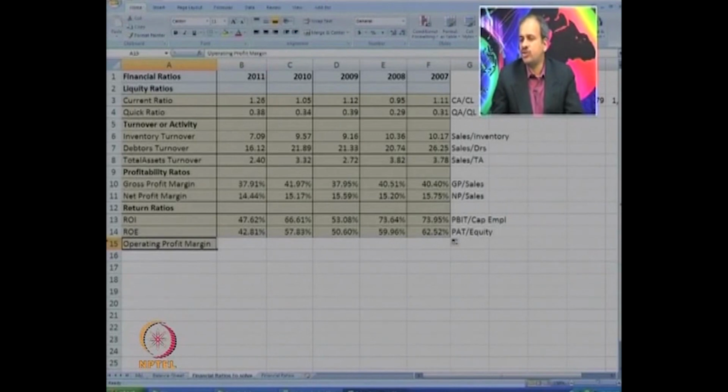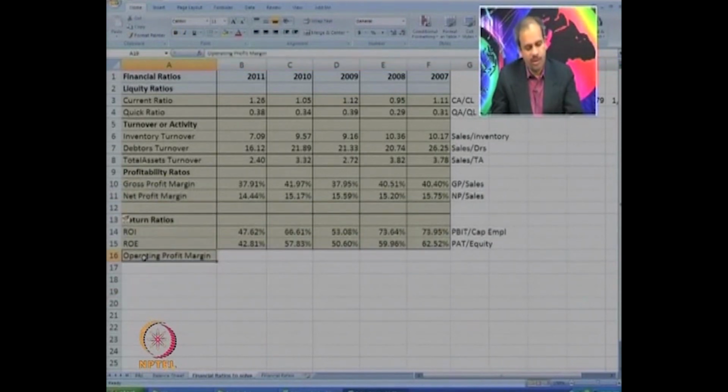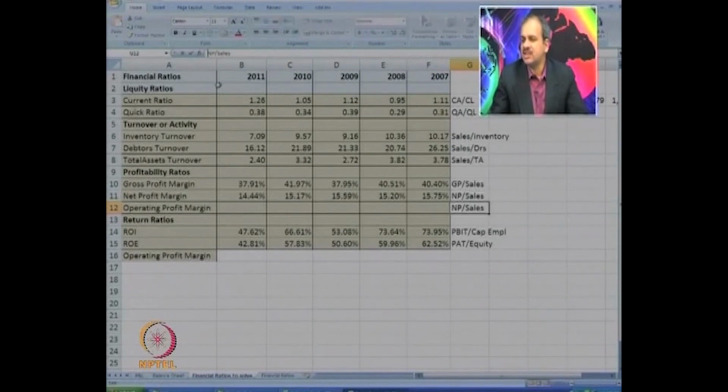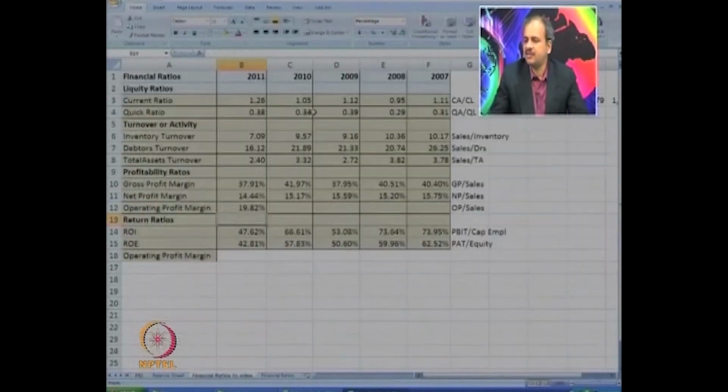Now, we are also trying to calculate the operating profit margin, which is one of the profitability ratios. So, I am trying to take it in the profitability line. What will be the formula for operating profit margin? Very similar to NP margin. Here, instead of NP, we take OP, that is operating profit. So, from the P&L account, you have the figure of operating profit. We will divide it by net sales.